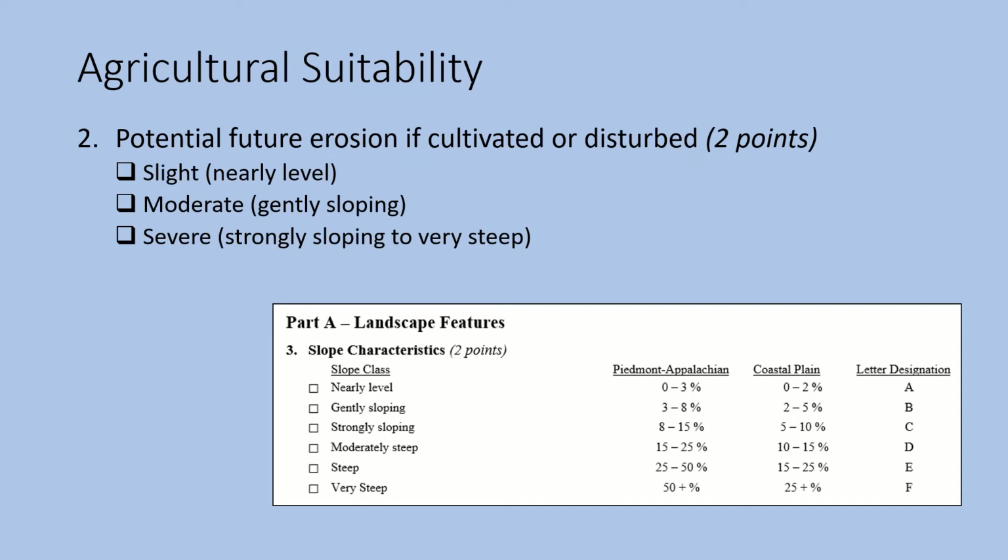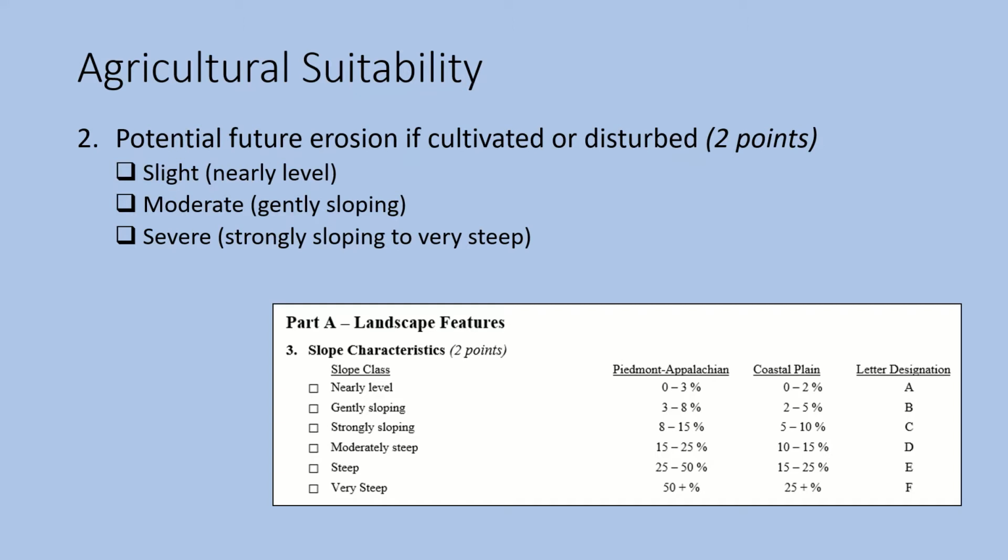In the next question, we're asking you to estimate the potential for future erosion if the soil is cultivated or disturbed. For this question, you're going to be using the slope that you measured in Part A. You measured slope using the clinometer. You're going to use that to determine how likely it is that there will be erosion from the site.